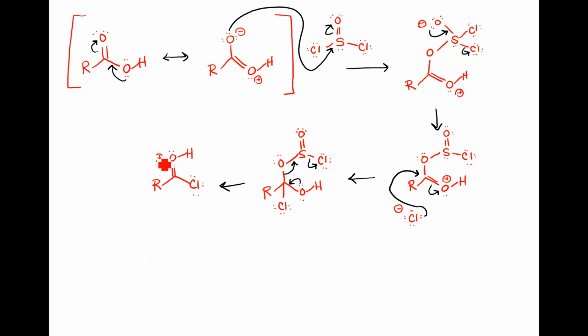So we did form some SO2 gas, which will bubble out of solution. And then we also formed some chloride at the end here. So if there wasn't any pyridine around, chloride would be the best base in solution. So it would take this proton. And again, the pKa of both is approximately equivalent. So the product here is an acid chloride. And we also generated some HCl.